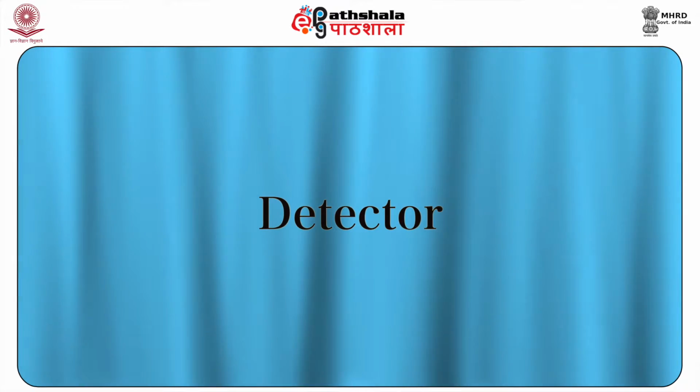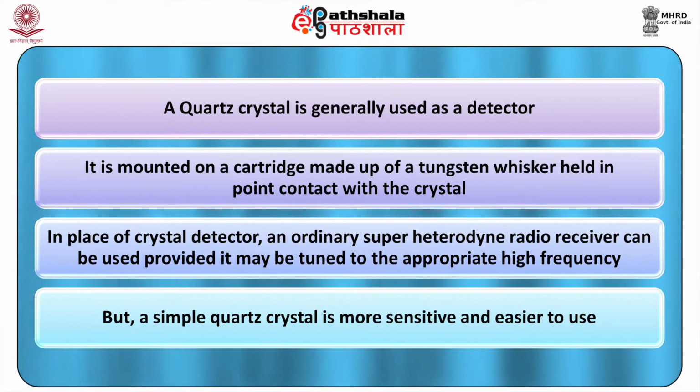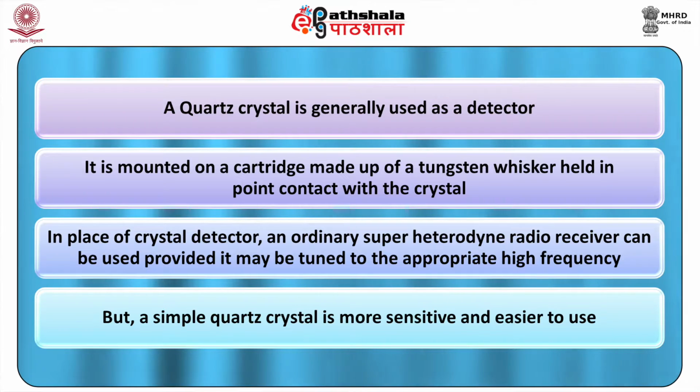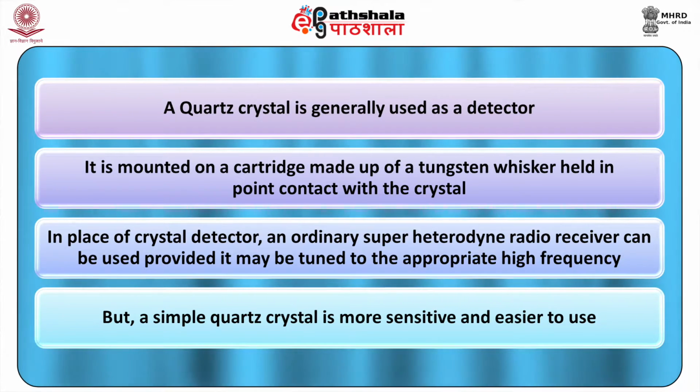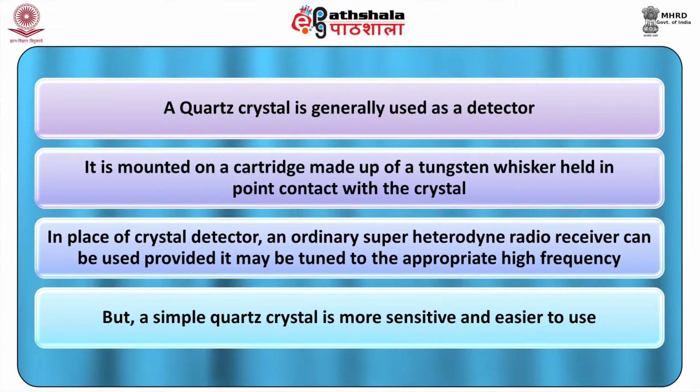The fourth and the most important component is the detector. A quartz crystal is generally used as a detector. It is mounted on a cartridge made up of a tungsten whisker held in point contact with the crystal. In place of a crystal detector, an ordinary superheterodyne radio receiver can be used provided it is tuned to the appropriate high frequency. But a simple quartz crystal is more sensitive and easier to use.